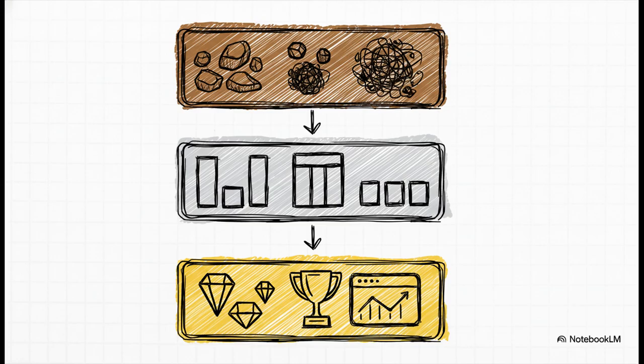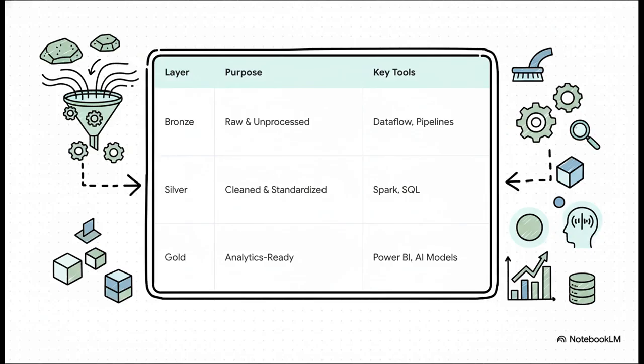That's all your raw, messy, untouched stuff. Then you move to silver, where things get cleaned up. And finally, you get to gold, which is your polished, business-ready data. This table lays out that journey perfectly.